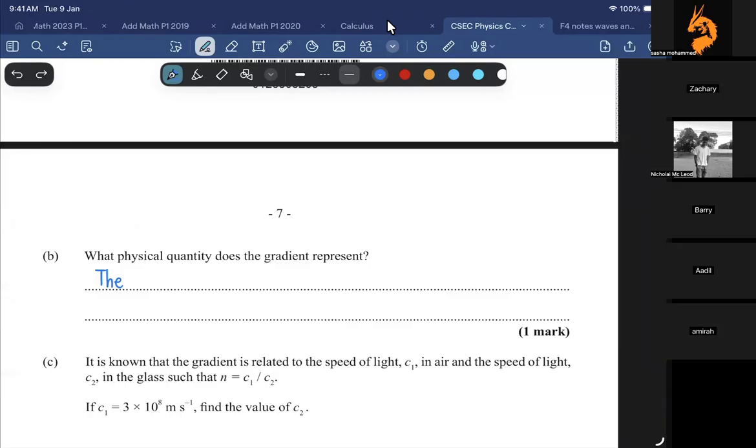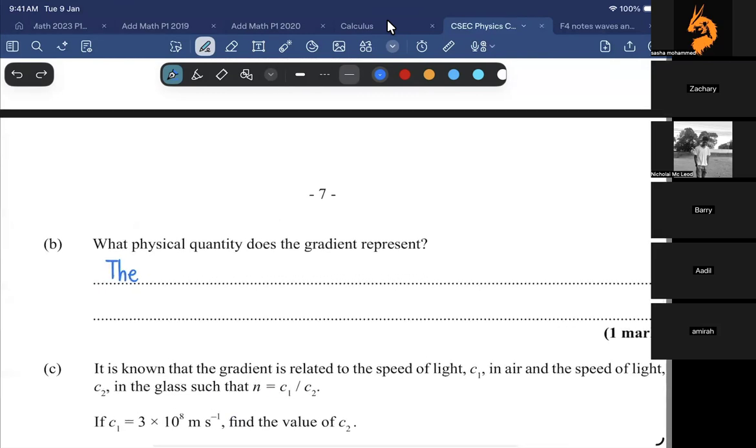Yeah, it is a physical quantity. That is what they want. That's the only thing it could be. Think about it, Nikolai. That's the only thing it could be, right? Because the gradient is literally sin I over sin R, which gives you the refractive index. Yeah, you understand? Yes, sir.